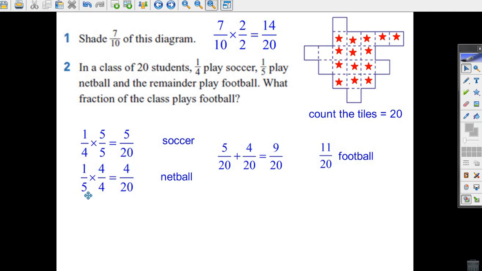So a fifth of 20 must be 4. Okay, now 5 play soccer, 4 play netball. I add them together. And when you add fractions, you don't add the denominator, the number in the bottom. You just write it down. That's how you add fractions. There's 9/20ths of the people play soccer and netball. Well, the rest play football. Well, it's got to add up to 20, so there must be 11 people playing football. And that's it. There's question 1 and 2.